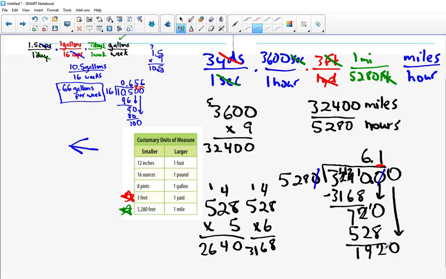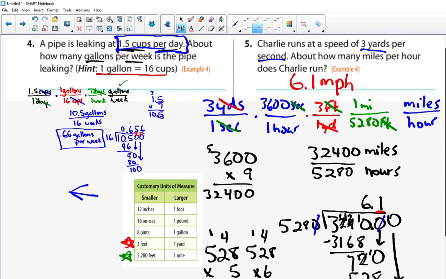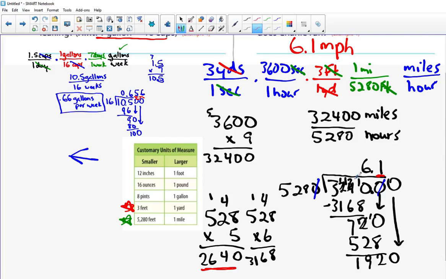So 1920, for this to round up, this has to be something 5 or more. And I know 528 times 5 is this 2640, which is more than what I have left, which tells me that this last number is going to be less than 5, which means this would round down, so it's going to stay at 1. So we're going to be a little lazy. We're going to call this 6.1, and that's miles per hour. Okay? It's a little tough, I'm not going to lie.